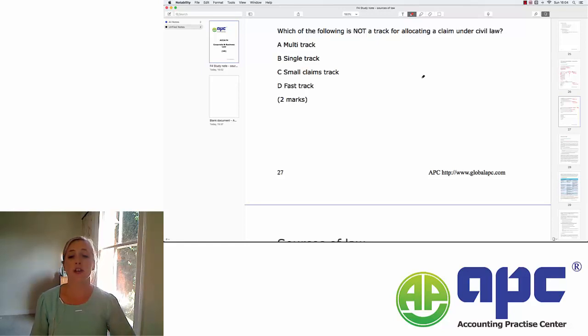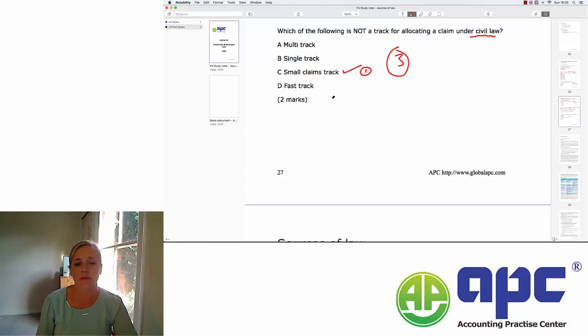Okay, so you'll have identified from this question that we are in the realms of the civil law, and you'll recall that depending on the value and complexity of your case, the courts will allocate it to one of three tracks. And the first of those, and that's for claims under £10,000 and to basically last less than a day, is the small claims track. So that is definitely one of the tracks.